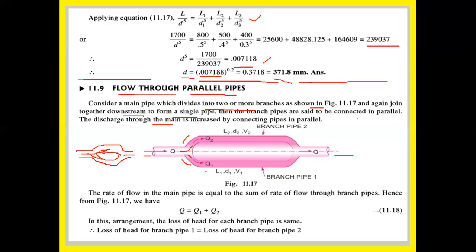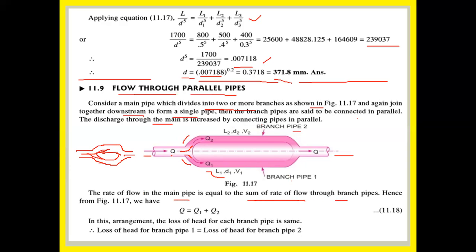So this one is the L1 pipe. The length of the pipe is L1, the diameter of the pipe is D1, and the velocity in the pipe is V1. Here, the length of the pipe is L2, the diameter is D2, and the velocity is V2, right? This is branch pipe 2, this is branch pipe 1. Now this is discharge Q1, and discharge Q2. So just draw the figure, and the rate of flow in the main pipe is equal to the sum of the rates of flow through the branch pipes.